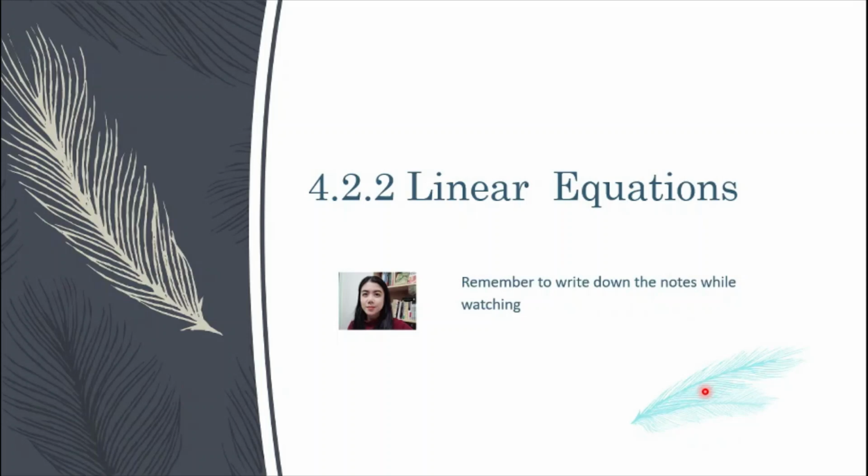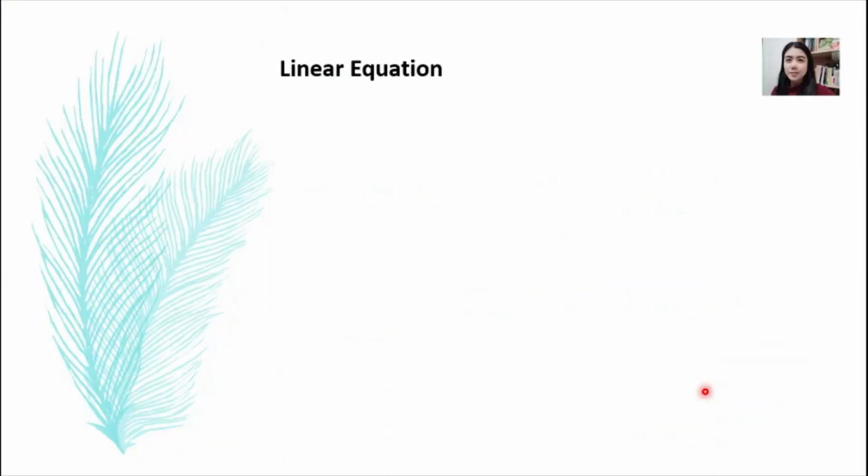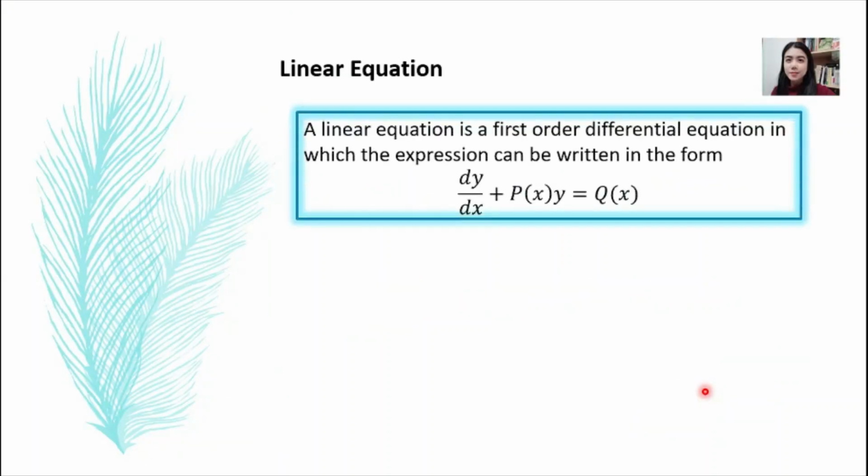Now we come to 4.2.2, the linear equations. A linear equation is a first order differential equation which you can find in this form, where you can see you have a first order derivative together with one variable y inside an equation.